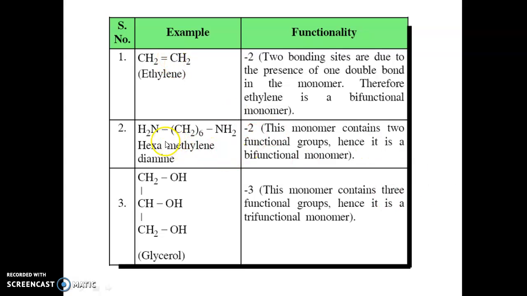So if you take an example of hexamethylene diamine, here also the functionality is 2. How? The monomer contains two functional groups, that is two NH2 groups, two amine groups are there. So here the functionality is 2.